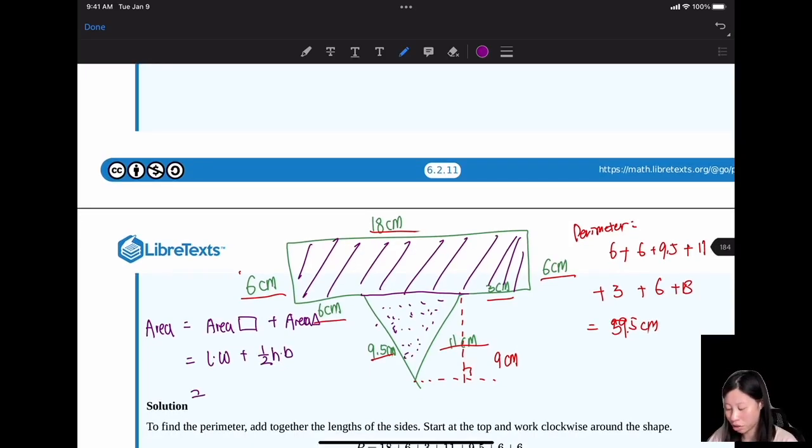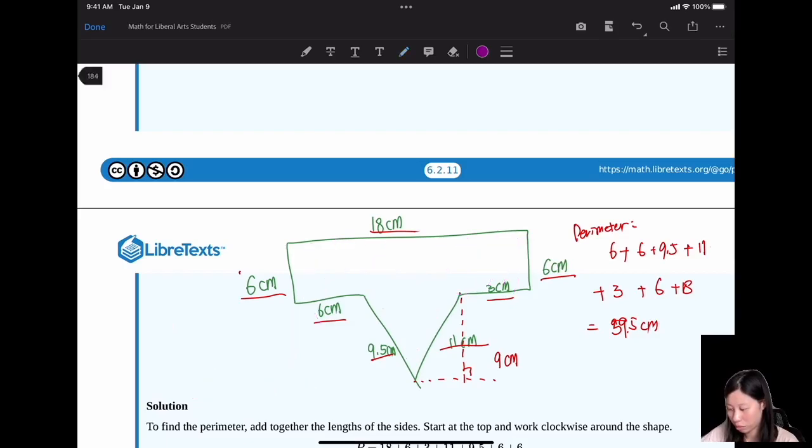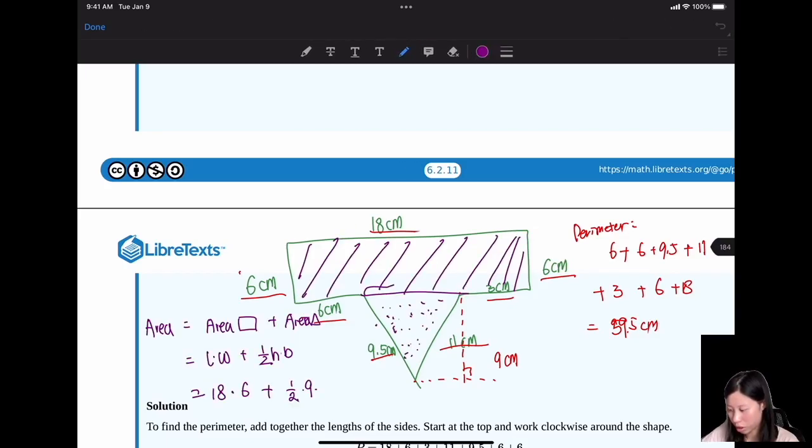So the length of this triangle equals 18 times the width, which is 6, times 1/2. The height of this triangle equals 9. And the base of this triangle is in here. How do we find it? This part, the red highlighted part.